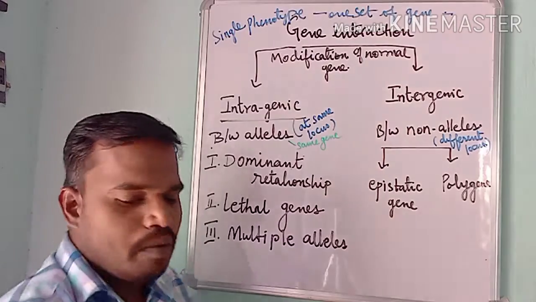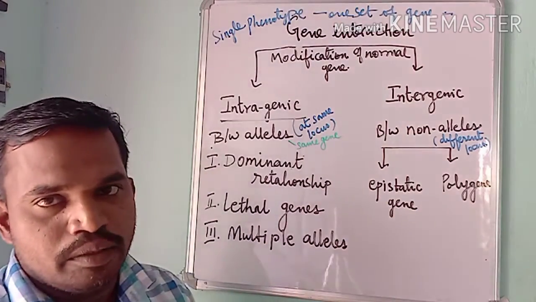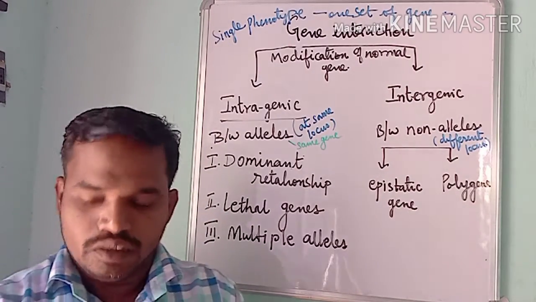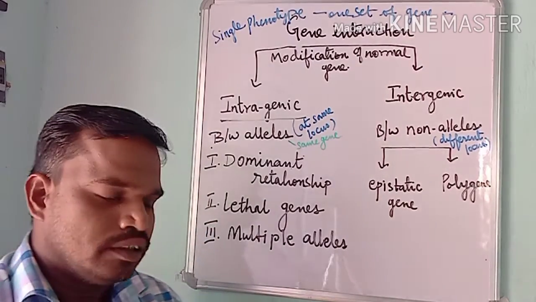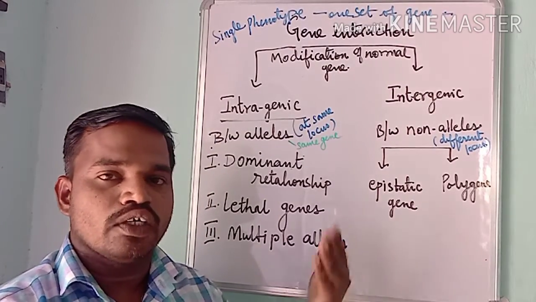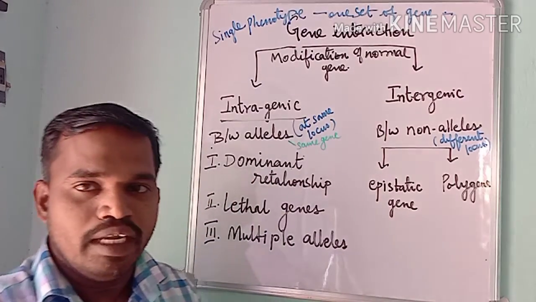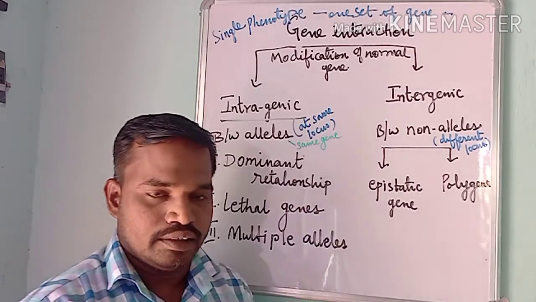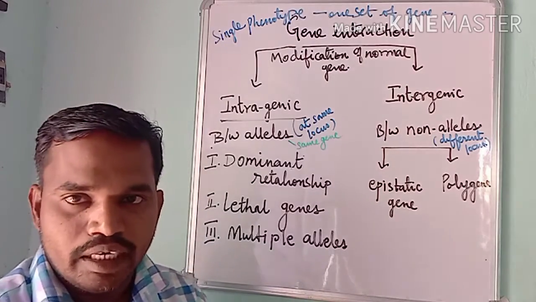What will come under the dominant relationship? Complete dominance, which we have seen in the monohybrid cross. A tall plant is crossed with a dwarf plant, and the F1 hybrids express one of the parent traits, that is tallness. That is complete dominance: one allele is dominant over the other allele of the gene. Next one is incomplete dominance.